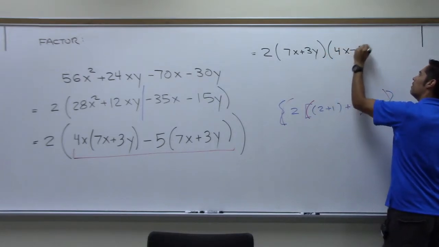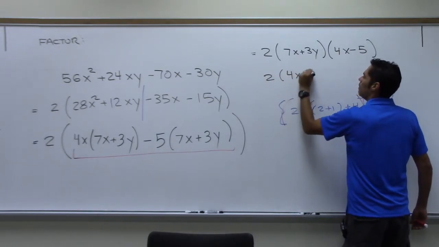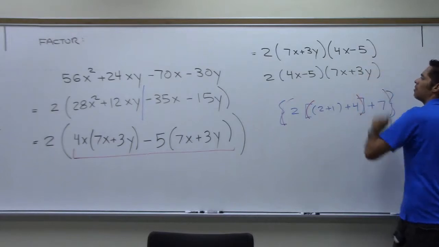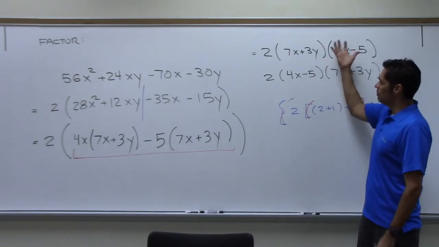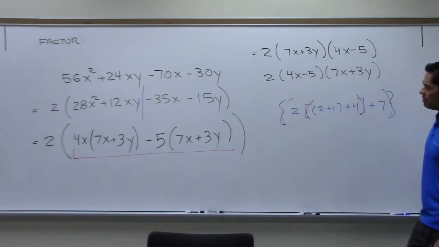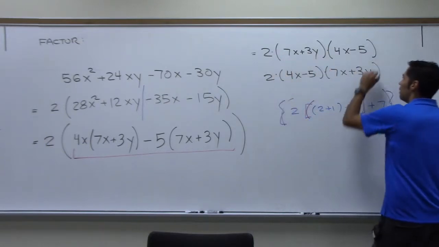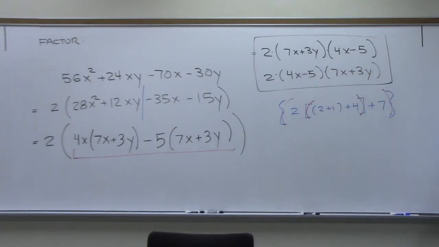4x minus 5. Now I heard some other people say this. I think this is where they were going with it. Is that correct? Yes, you can do it either way. That order doesn't matter because it's multiplication, right? Multiply, multiply, multiply, multiply. So either one of these is your answer.